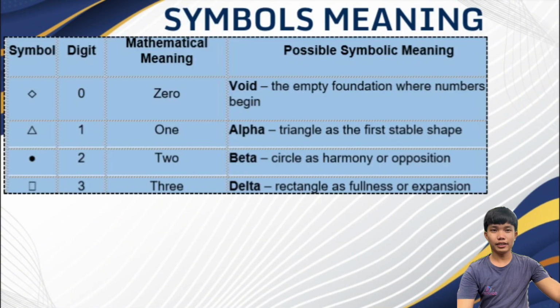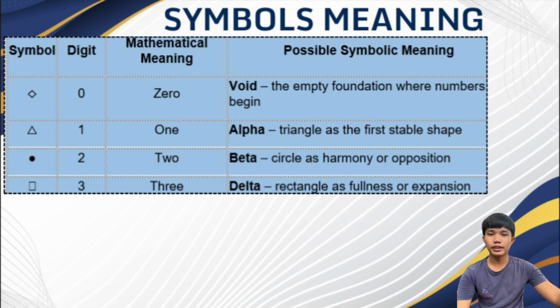Symbols and their meanings. Diamond symbol, digit 0. Math meaning 0. Symbolic meaning void. It represents emptiness or the foundation where everything starts. In many cultures and systems, 0 is the beginning of all potential.